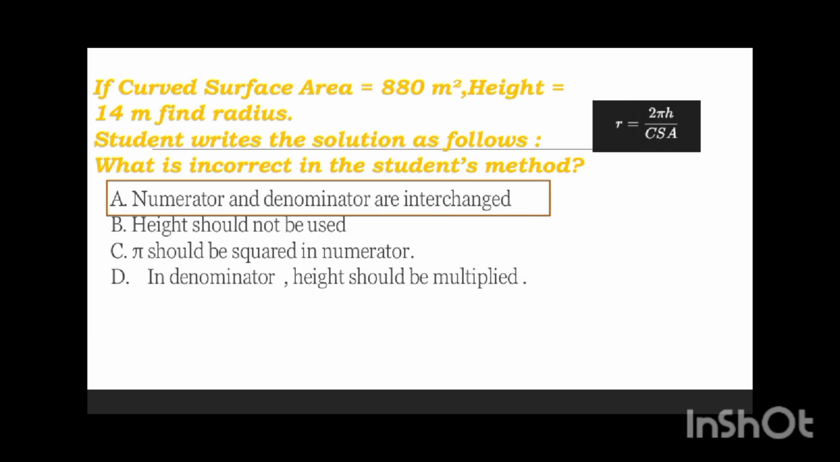Okay, if curved surface area is equal to 880 meter square and height is equal to 14 meter, find the radius. Student writes the solution as follows. What is incorrect in the student's method? What did he do? What is incorrect? Numerator and denominator interchanged, which he did not have to do.